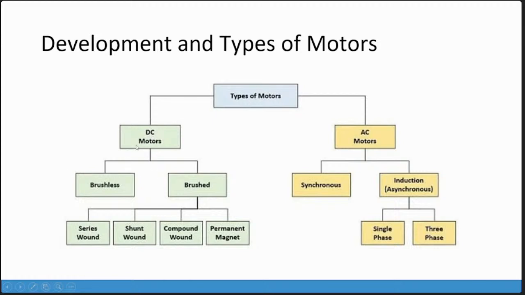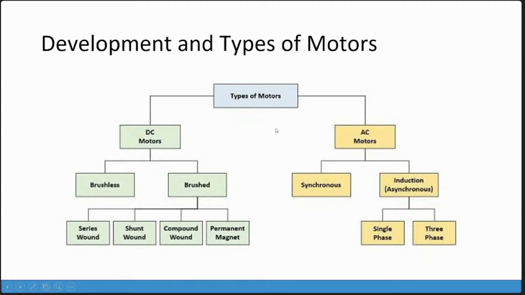Initially when DC motors were developed, they were brushed DC motors basically. And brushed DC motors had friction and losses between the brush and commutator. So that's why we came up with brushless DC motors, which are very advantageous as compared to brushed DC motors. And in terms of AC motors, there could be synchronous motors and asynchronous motors, which are also called induction motors, which can be provided with single phase and three phase supplies. So this is a general classification of motors.